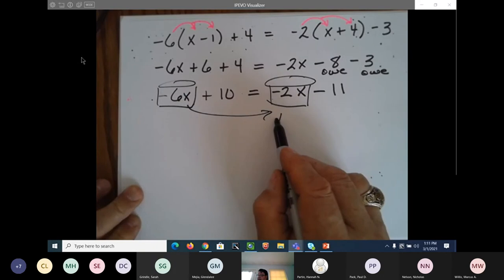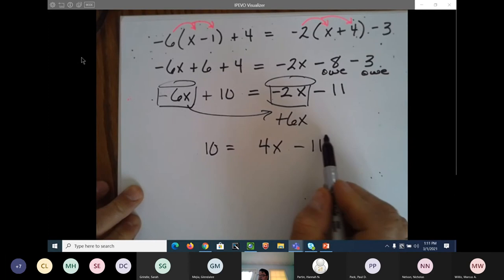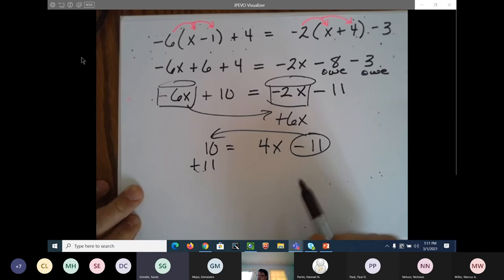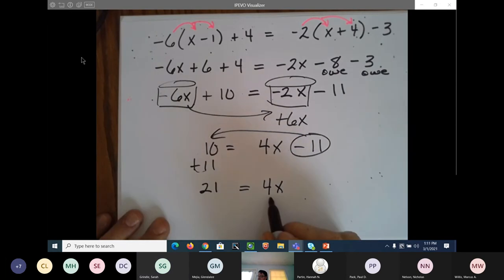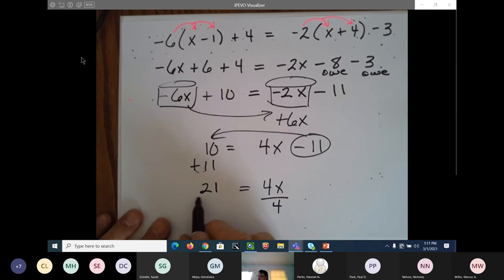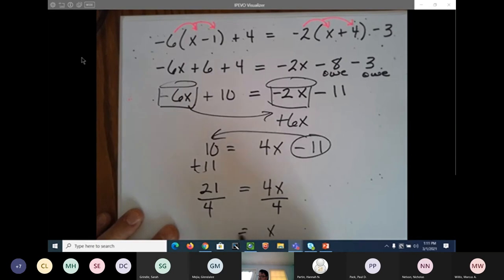10 is equal to 4x minus 11. Take the 11 across the river. 4x is equal to 21. Divide by 4. X is equal to 21/4.